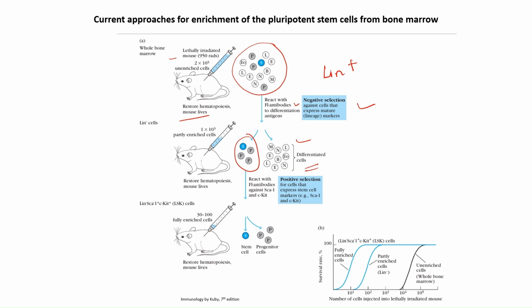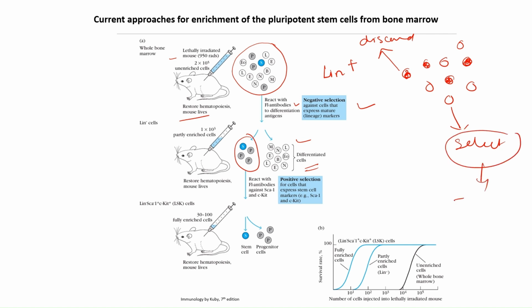Why negative selection? Because suppose we have two groups of cells like this. We want to separate these hollow cells from these stained cells. So there are two ways of separating. Either we select this one or we discard this one. These are the two ways for selecting these hollow cells. When we select particularly these cells, it is called positive selection. When we are selecting this cell by discarding the other cells, this type of selection is called negative selection.